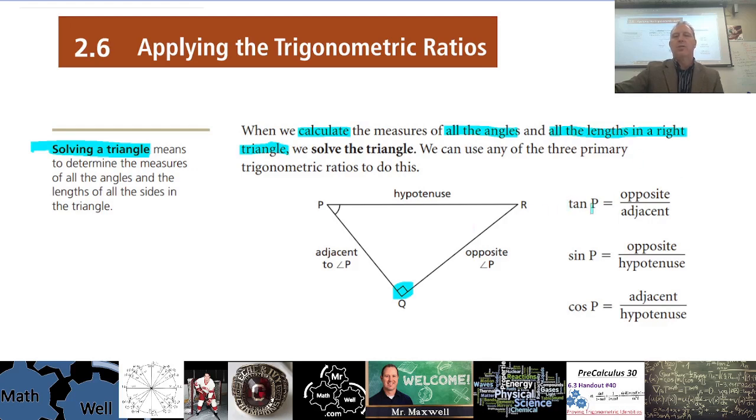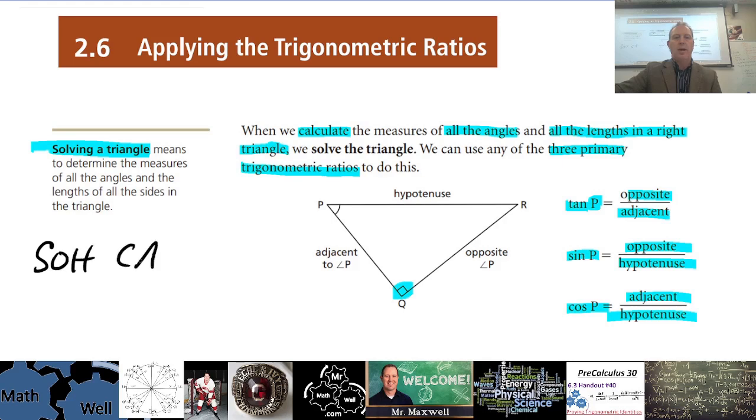Of course, we can use the three primary trig ratios. The tan of an angle is the opposite side length divided by the adjacent, TOA. The sine is opposite divided by hypotenuse, that's the SO part of our mnemonic. And cos is adjacent over hypotenuse. So that comes from SOH CAH TOA. Very easy to remember.